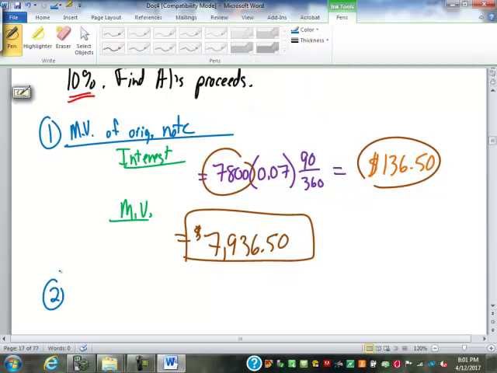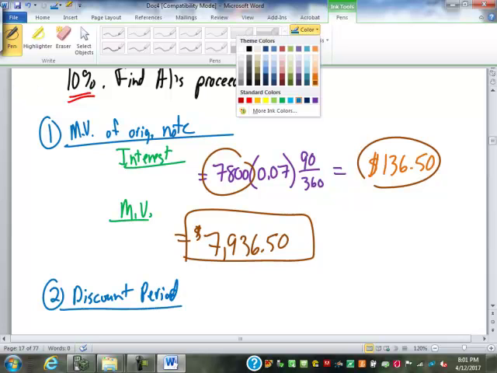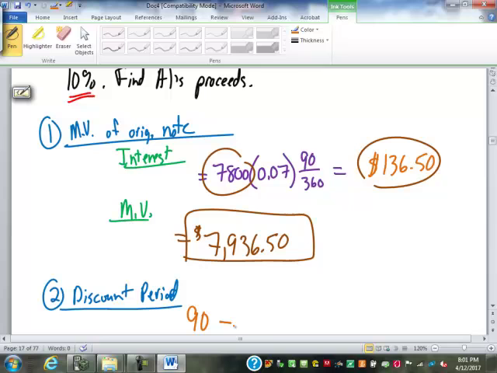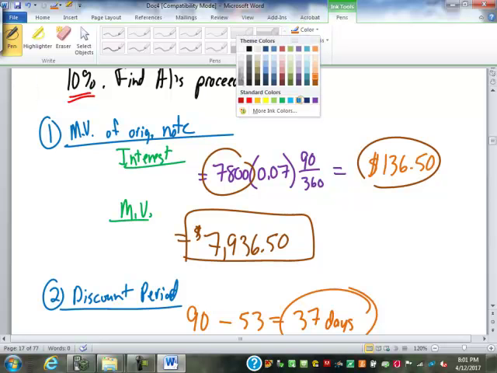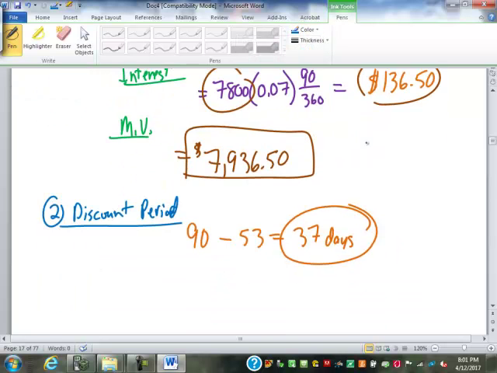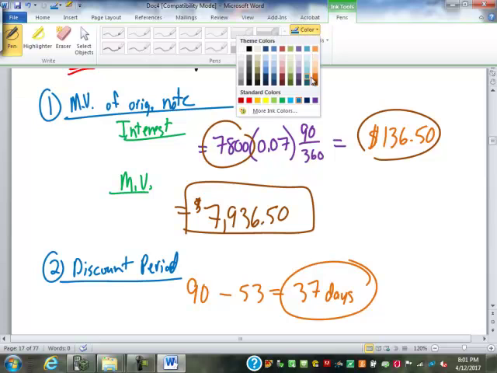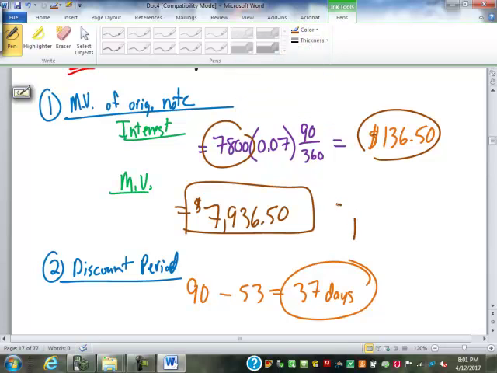Step 2 is what? Take 90 days and subtract 53. Okay, we find the discount period, and that is the term of the original note, which is 90 days, minus the number of days that have already gone by, which is 53, which turns out to be 37 days left. That's our discount period. What's happening here is you have a timeline. This is the start of the original note, right? The original note would have gone 90 days.